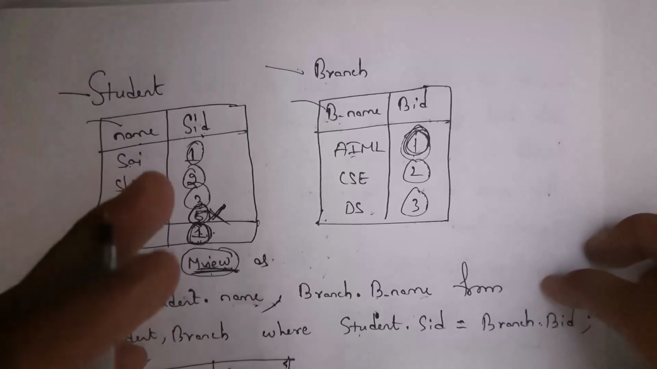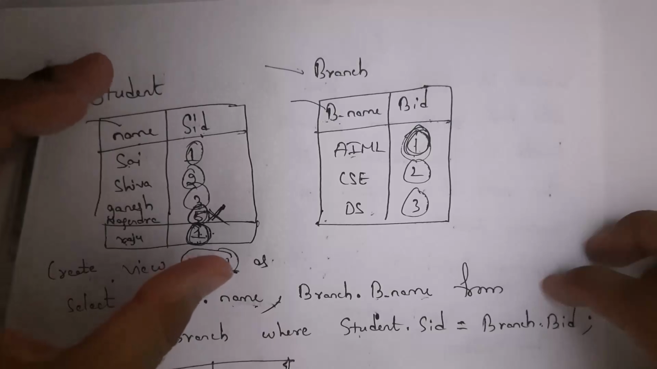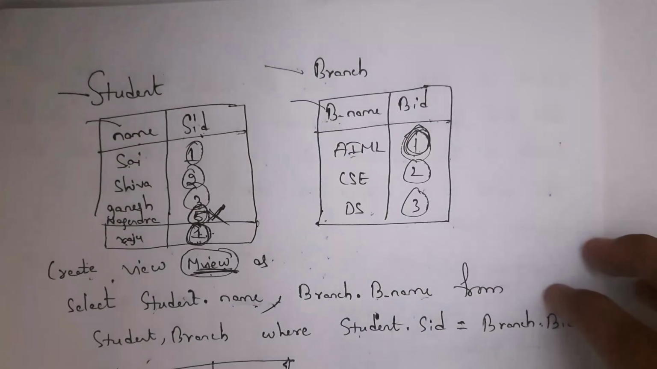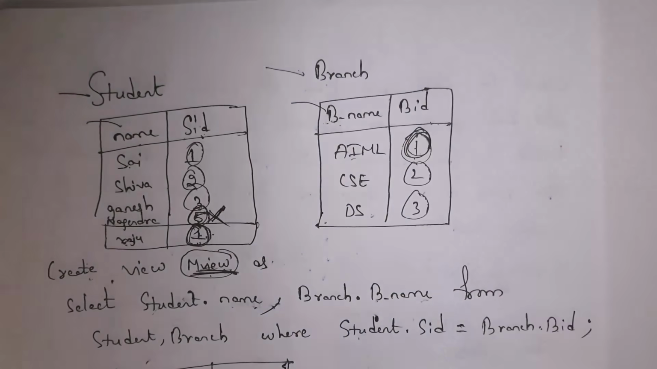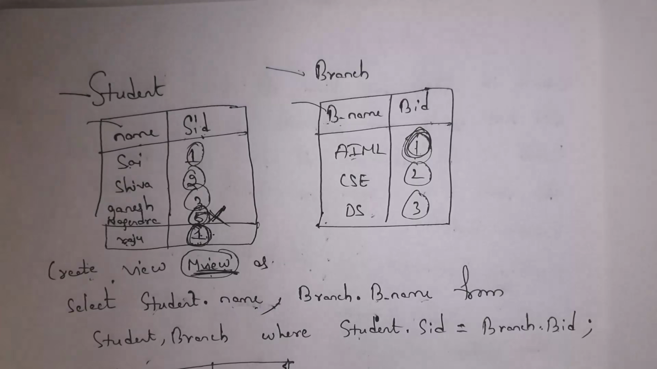Here I created a view by selecting multiple tables. They are the student table and the branch table. So we call it a complex view. Complex view is nothing but creating views from multiple tables. This is all about views.